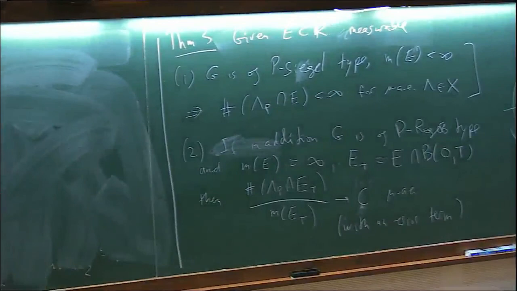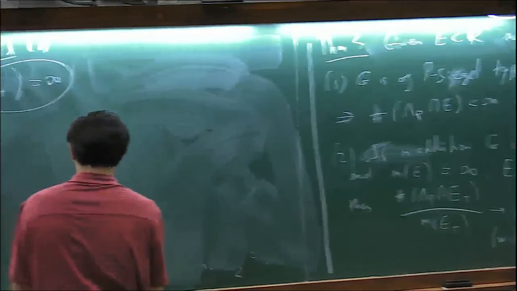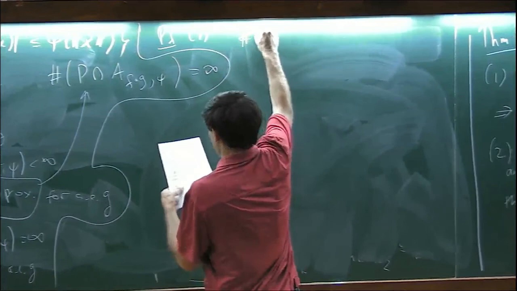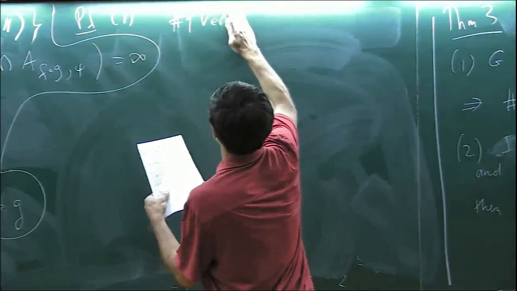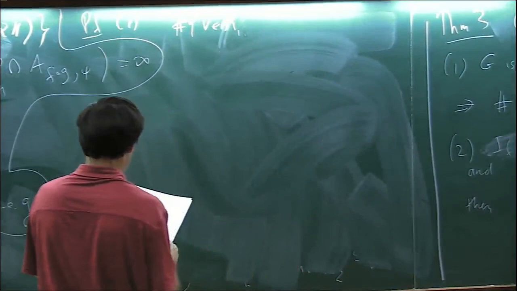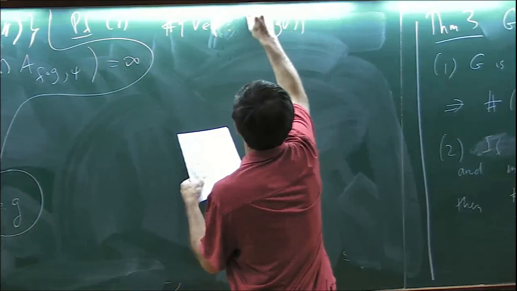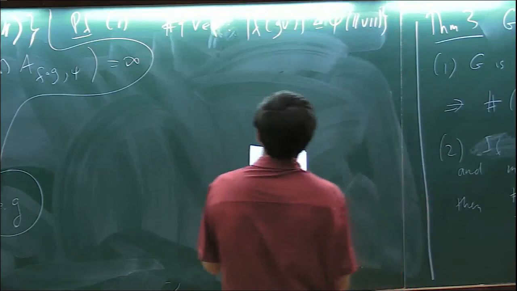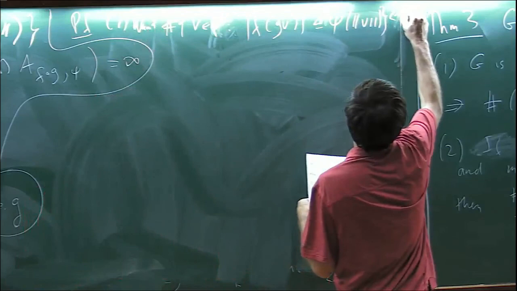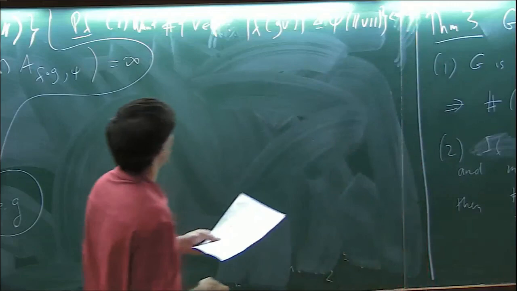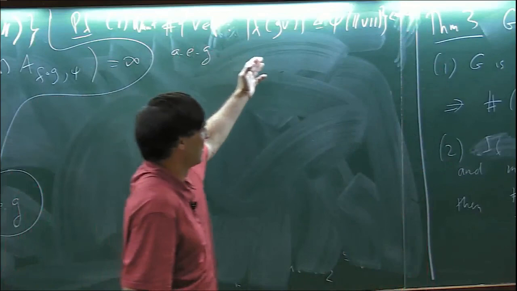So, proof of one. You want to have the number of V in P such that F of GV is not bigger than psi of the norm of V. You want this to be finite, right? For almost every G, and that's not quite what we have here.